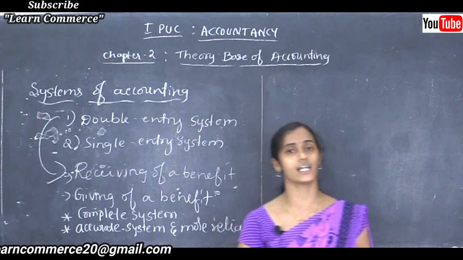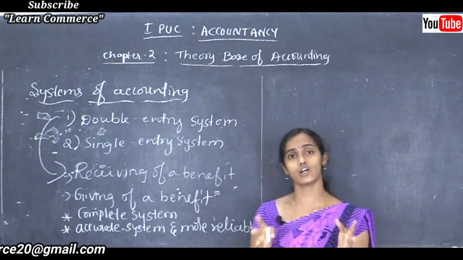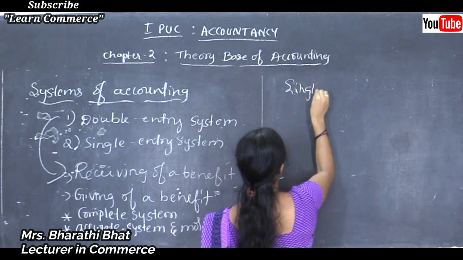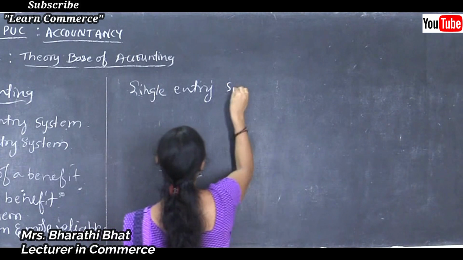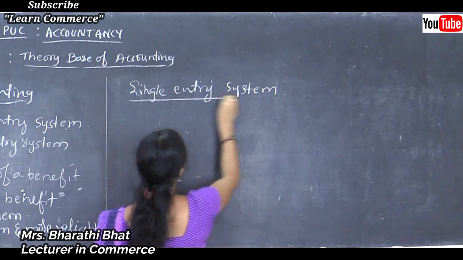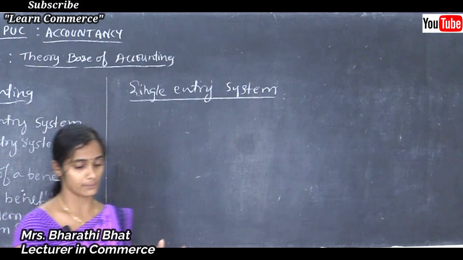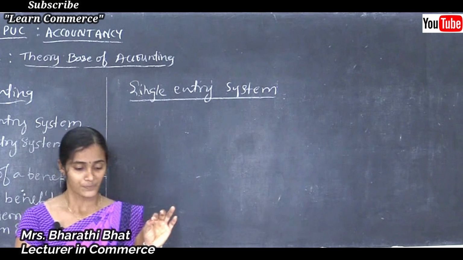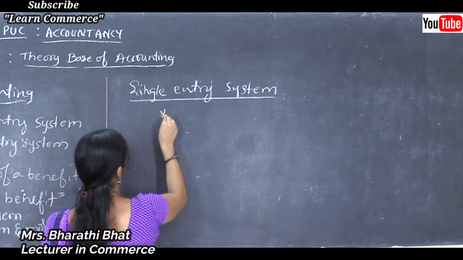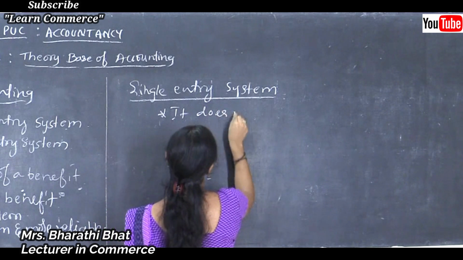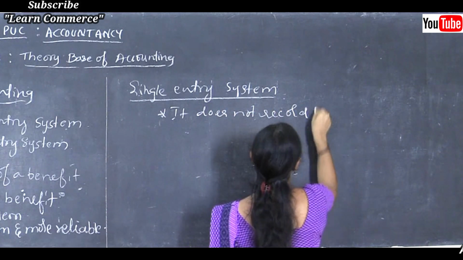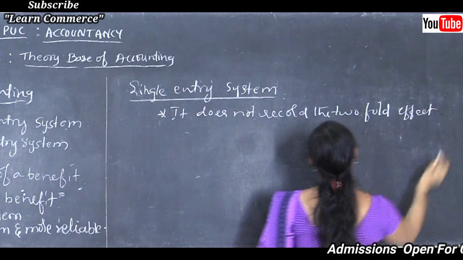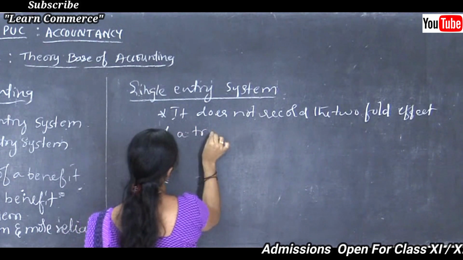And the next one is what? Single entry system. Here it does not record the two-fold effect. According to the single entry system of accounting, it does not follow the dual aspect principle, meaning it does not record the two-fold effect of a transaction.